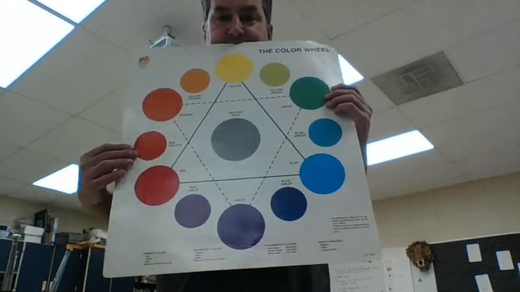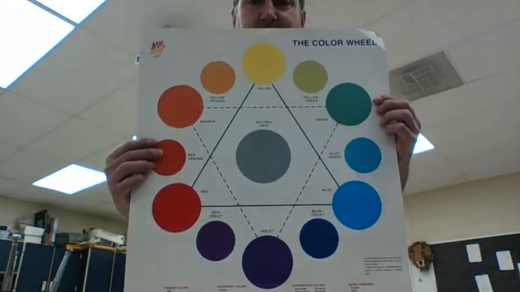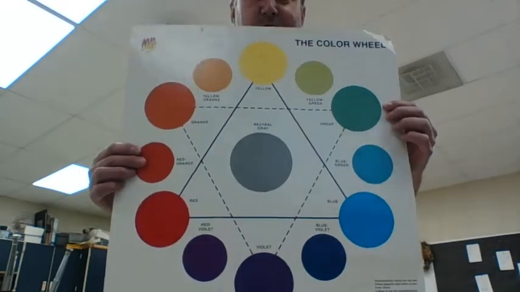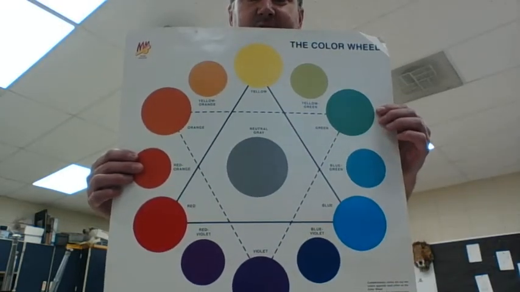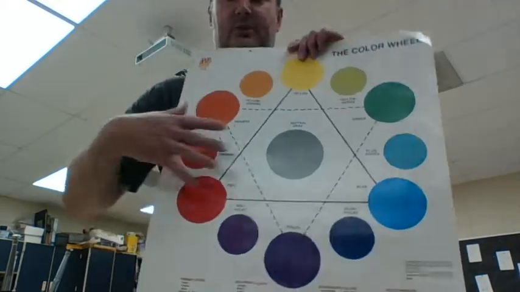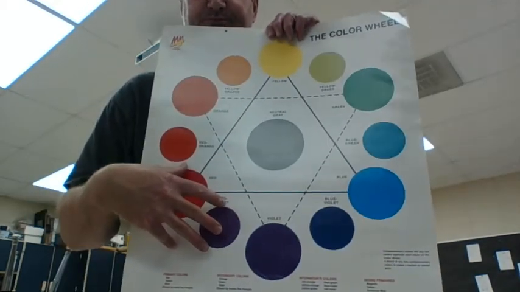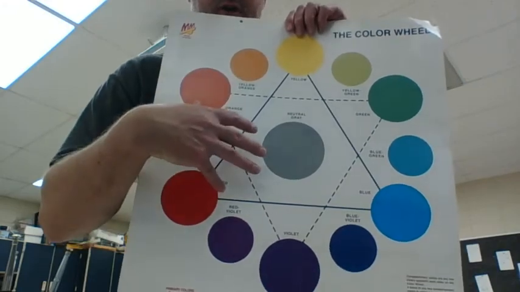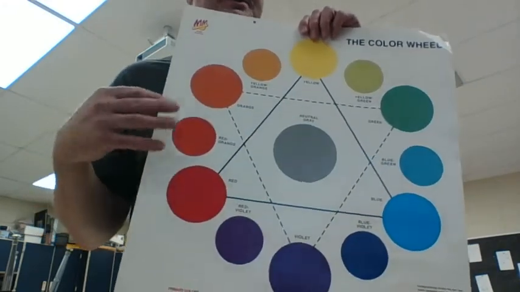Hello class. Today what I want to do is share with you guys a color wheel. I tried to find a good video online, couldn't find anything that I liked, so I thought I'm going to make one for you. So what we have here is a color wheel. We have 12 colors being represented on this particular color wheel.